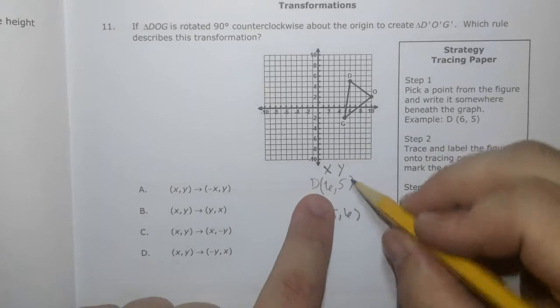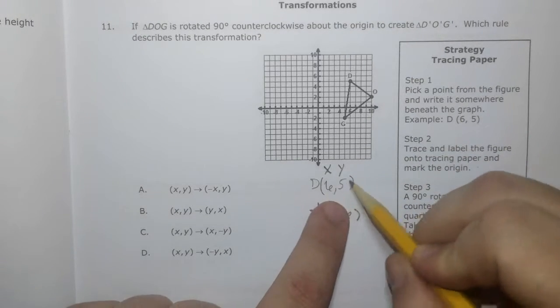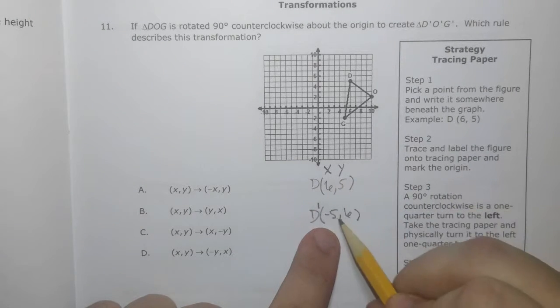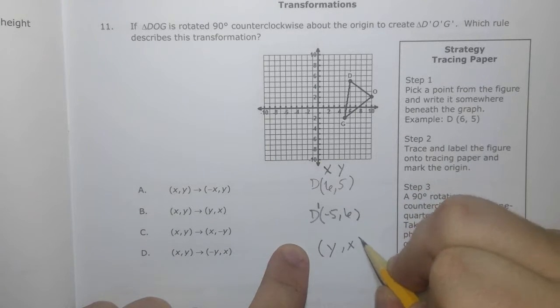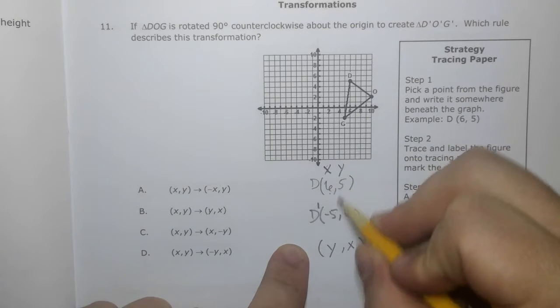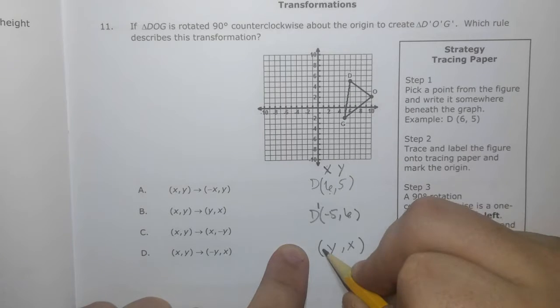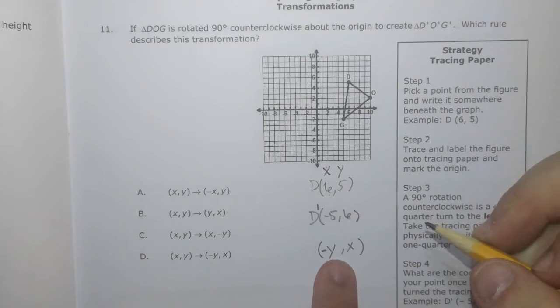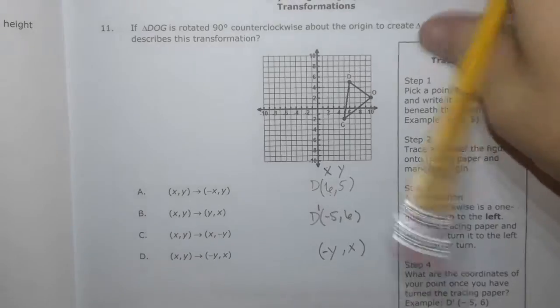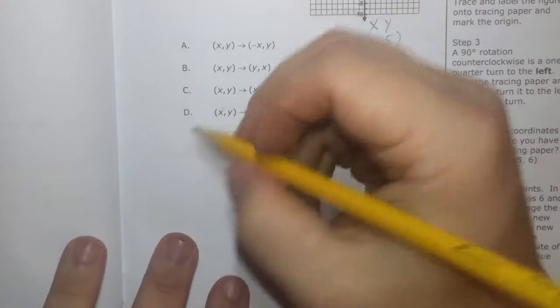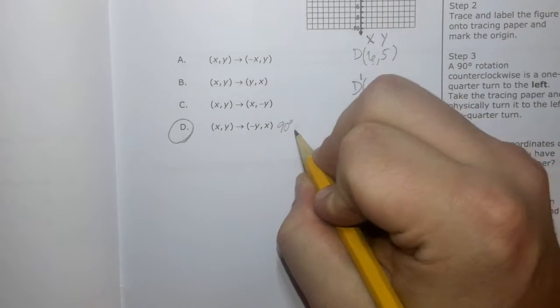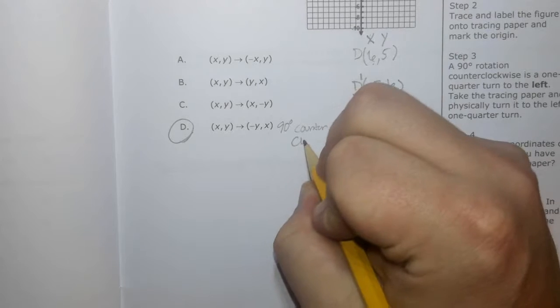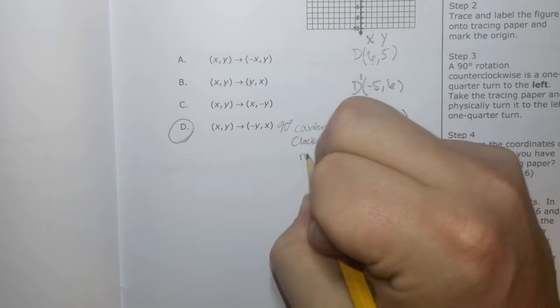Anyway, if I look at my x and y coordinate, I can ask myself, well, what happened to them? Well, x and y switched, right? 6 went over here, and 5 went over here, but y became the opposite. So this is my answer, which looks like letter D. And that is the motion rule for a 90 degrees counterclockwise rotation.